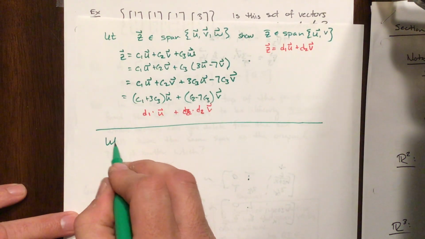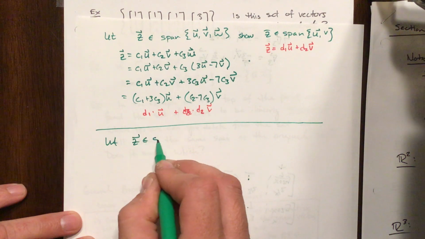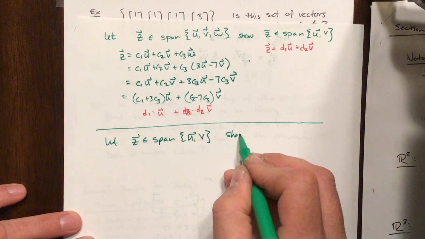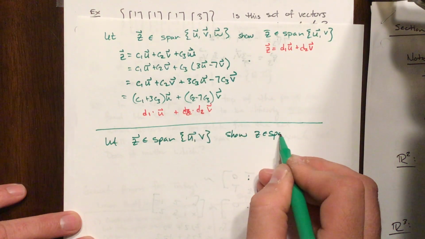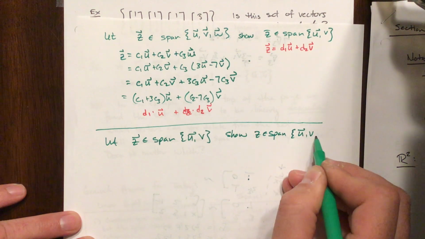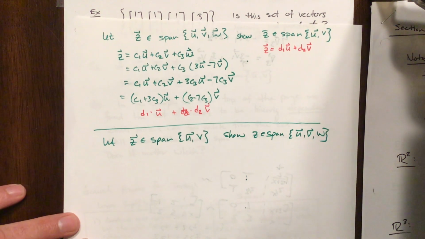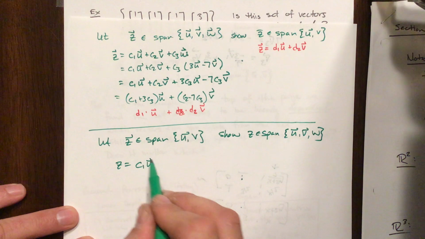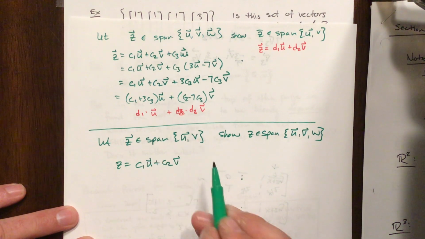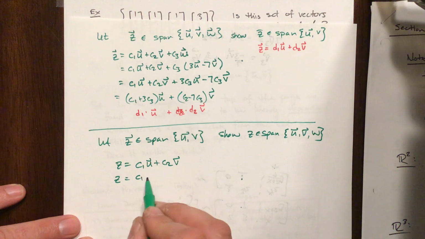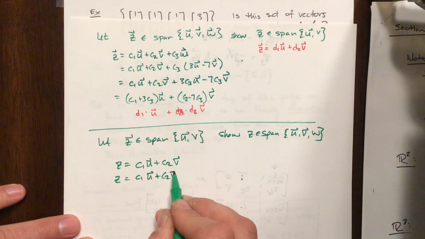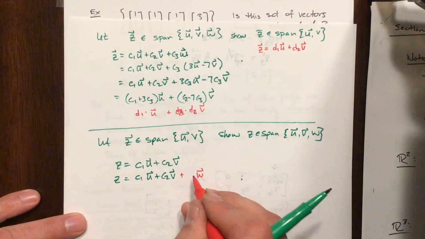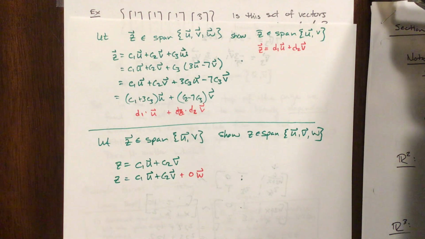I have to say let Z be an element of the span of U and V. Show that Z is in the span of U, V, and W. So if Z is C1U plus C2V, what would happen if I added another vector, like W, to the mix? Can I? Sure. Just multiply W by 0.